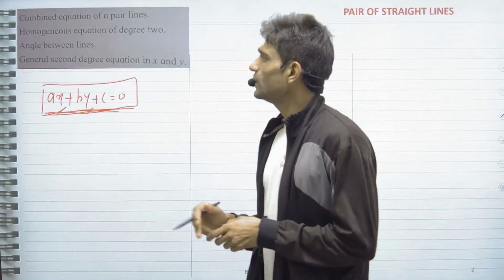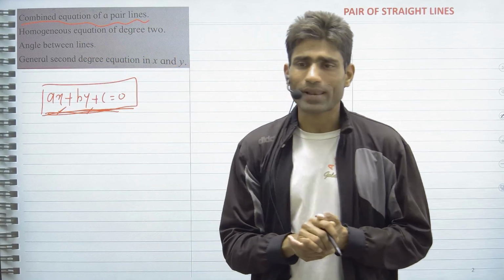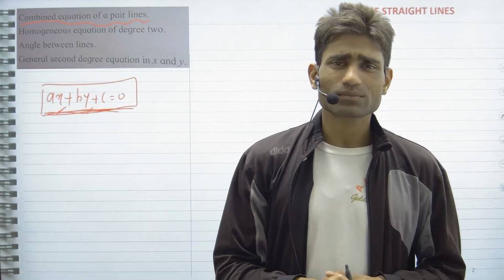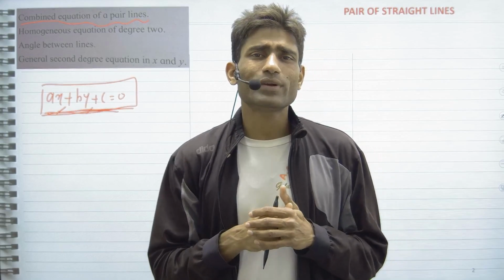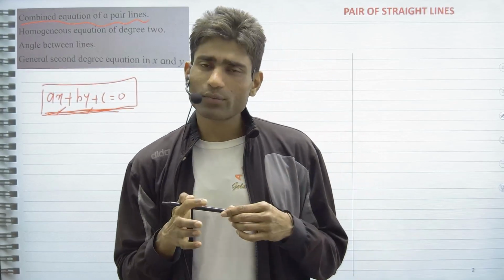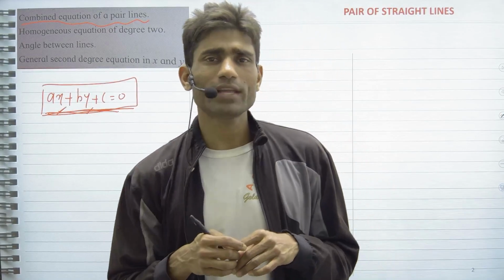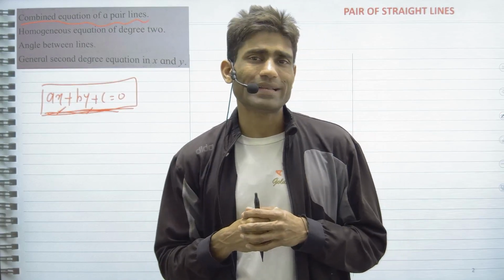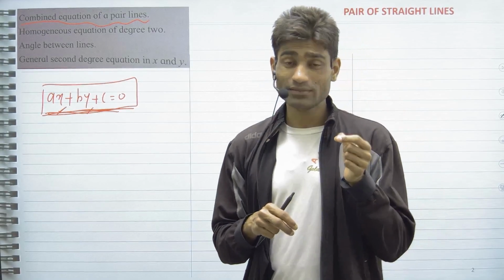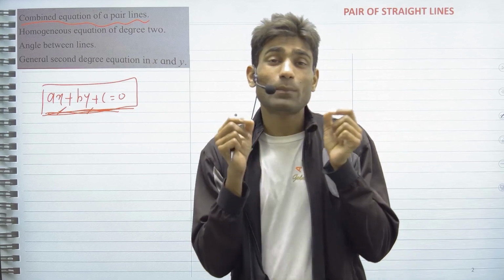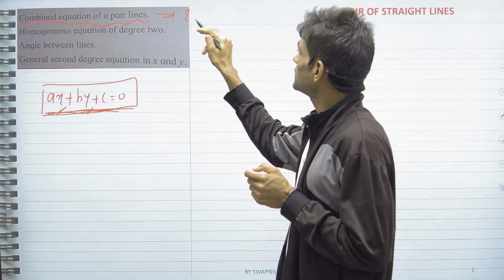The first topic is the combined equation of a pair of lines. What is meant by combined equation? As you have already learned, in a quadratic equation we try to find the factors from the equation. These two factors come separately from one single quadratic equation, so we call them the two separate equations.